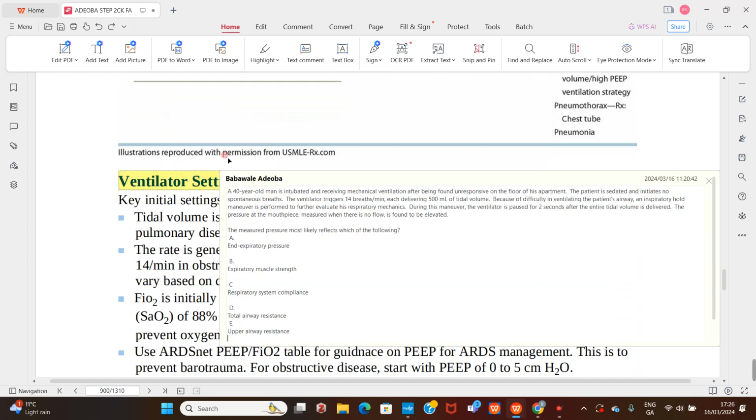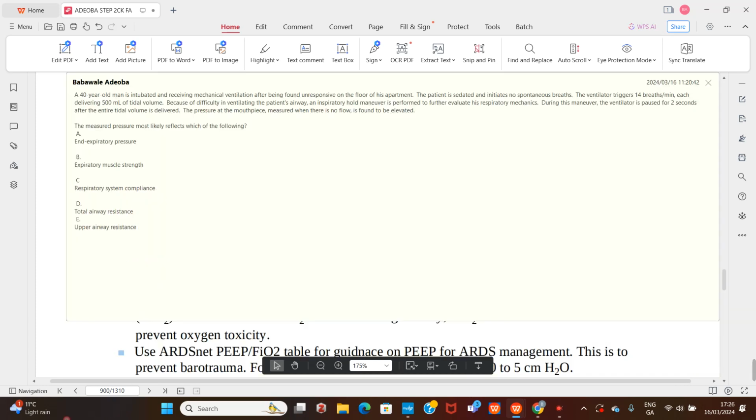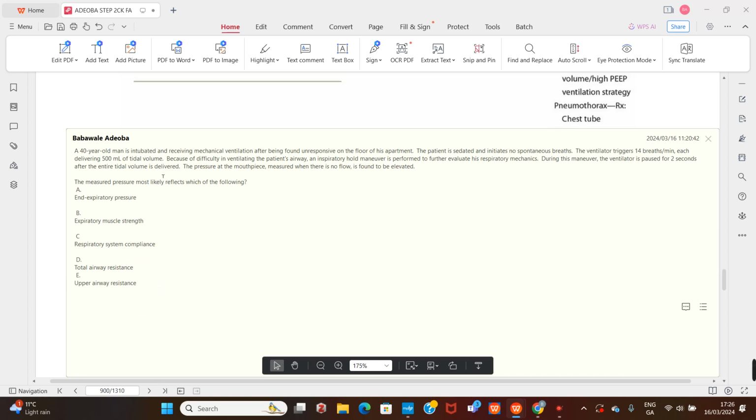Okay, so let us look at this question. A 40-year-old man is intubated and receiving mechanical ventilation after being found unresponsive on the floor of his apartment. The patient is sedated and initiates no spontaneous breath. The ventilator triggers 14 breaths per minute, each delivering 500 ml of tidal volume.